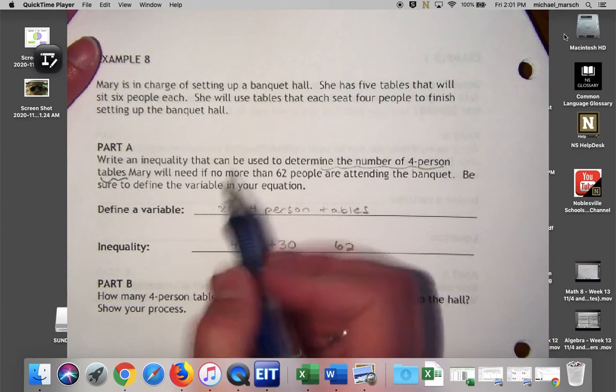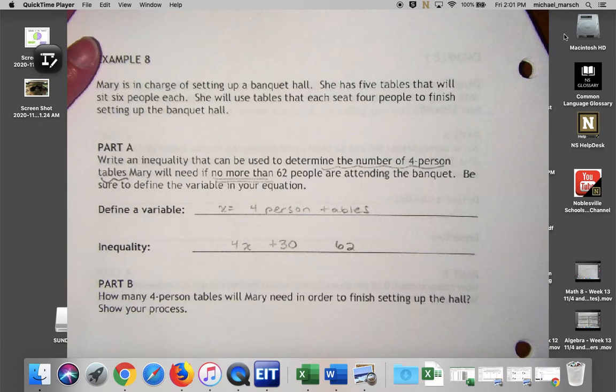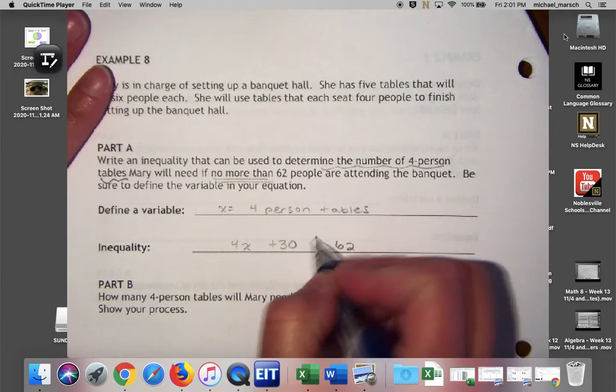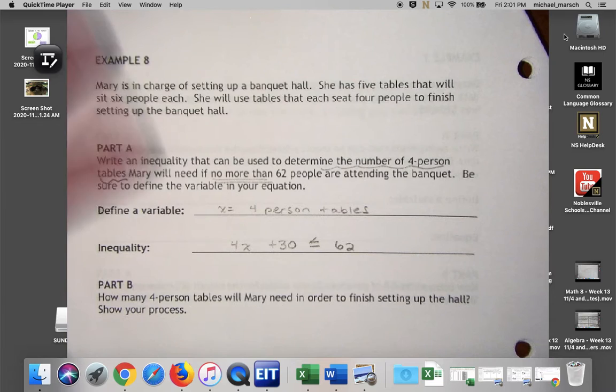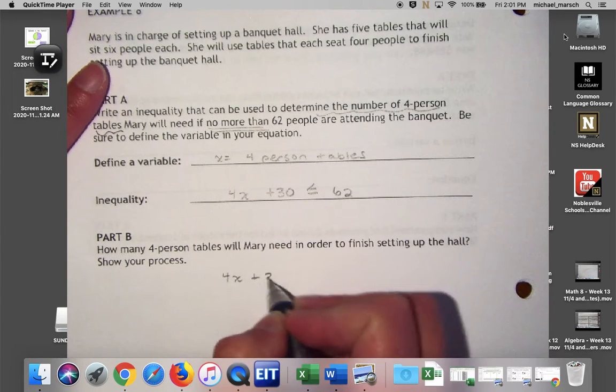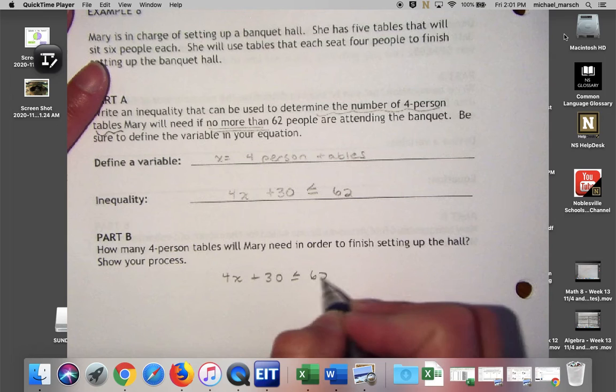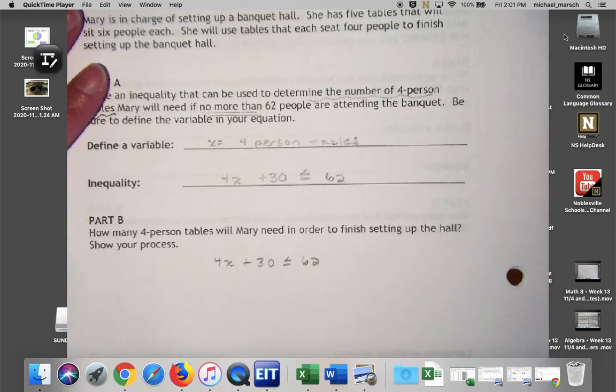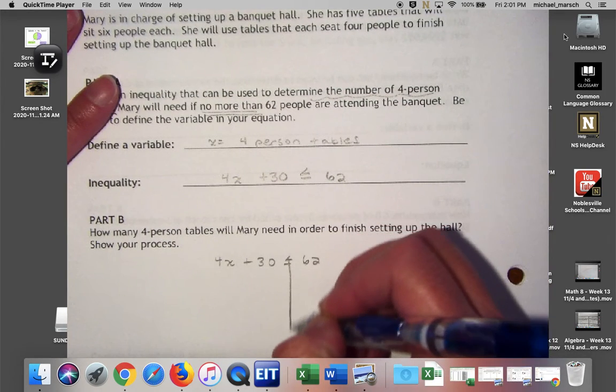So we have to figure out what inequality symbol we are going to use for no more than. What do you think, Nick? Less than or equal to. Good. Because it could be 62, just no more. So then we're going to go down here and use our amazing inequality solving skills.